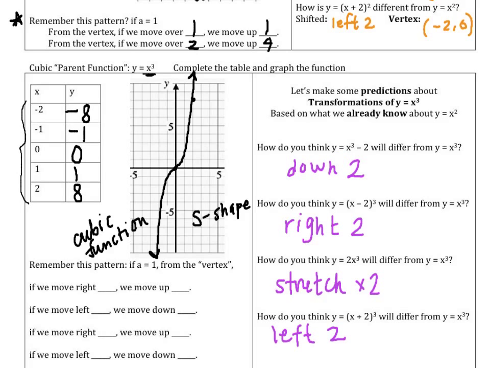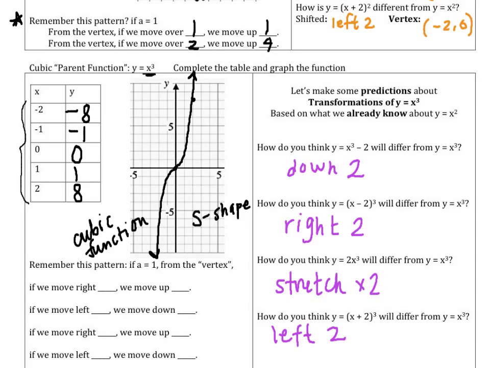Okay, so the way this affected the quadratic, it moved it down 2. That's my prediction also for this cubic function. X minus 2 in the parentheses, remember we have to think backwards, that would move it right 2. 2x cubed, just like 2x squared, I'm thinking that that will stretch it times 2.